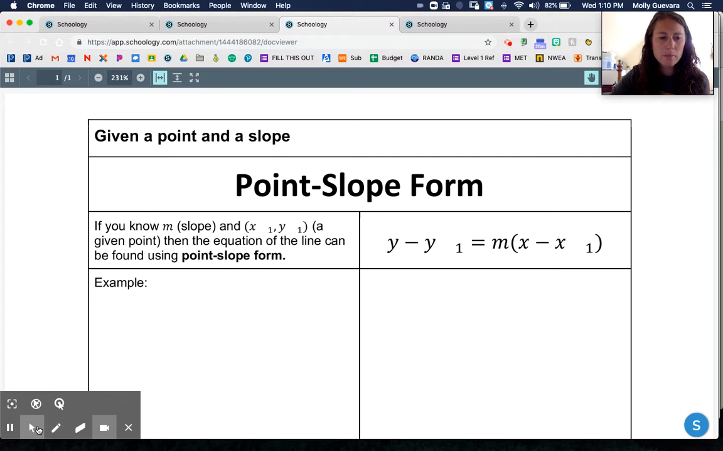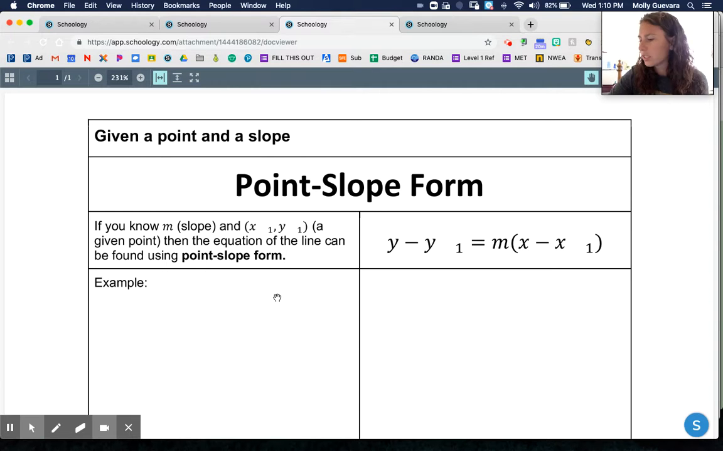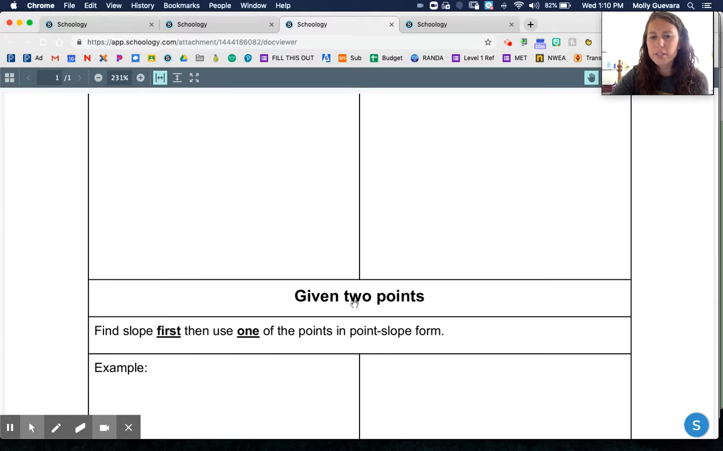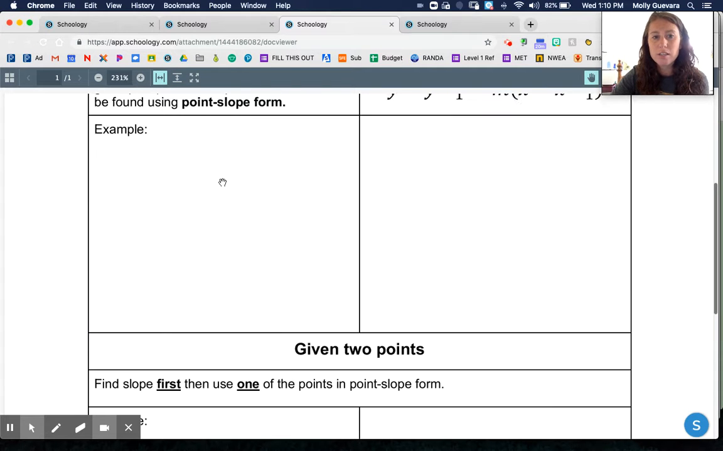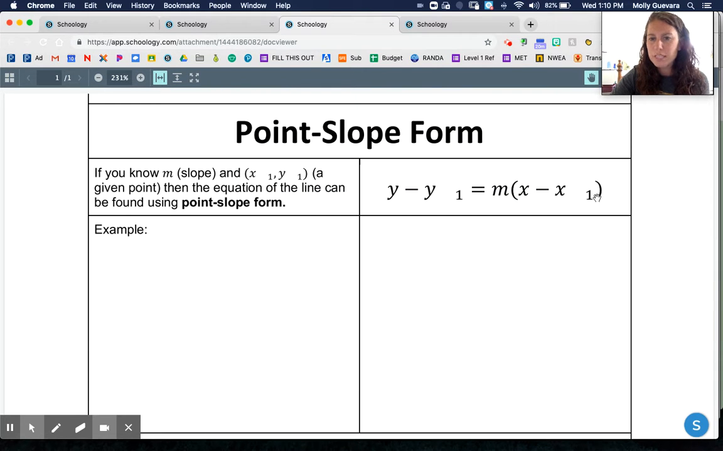Okay, so we're going to talk about point slope form, and we're going to talk about how do I find the equation of a line if I'm given a point and a slope, and how do I find the equation of a line if I'm given 2 points. Okay, we're going to end up using the same formula, and I don't know why this looks so weird on my download. Sorry, I'll rewrite it so you can kind of see it better. But we'll work through it, okay?